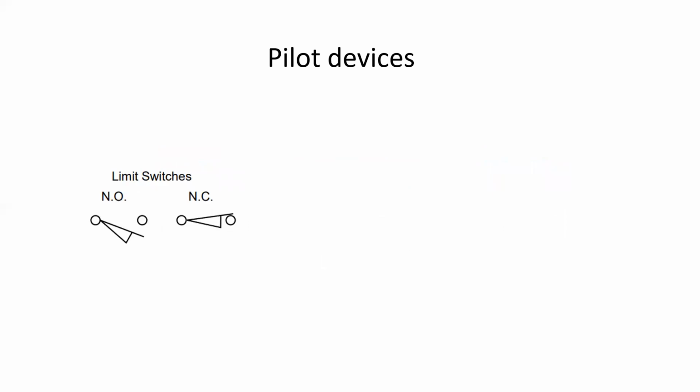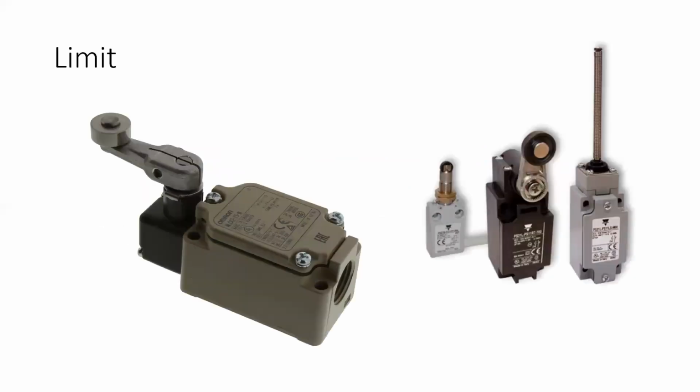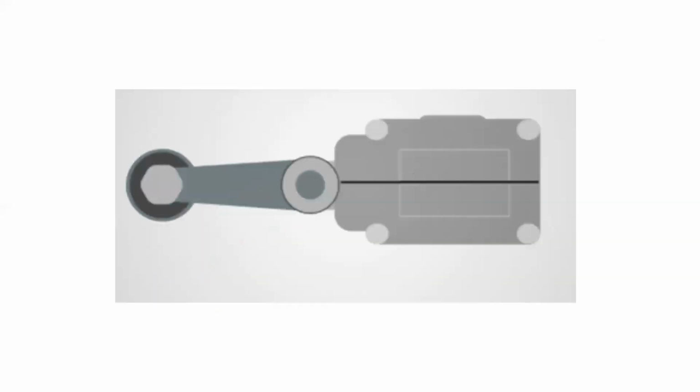We also have things like limit switches, which are used in conveyor systems and all over the place to make contact with a mechanical object of some sort. Pretty simple operation.